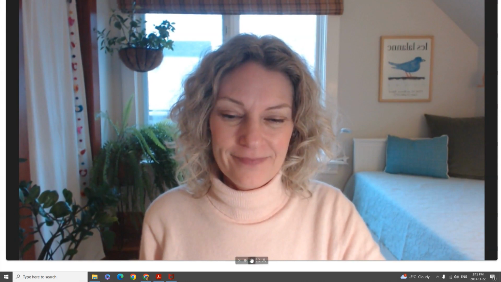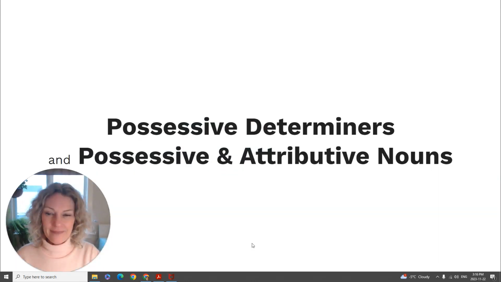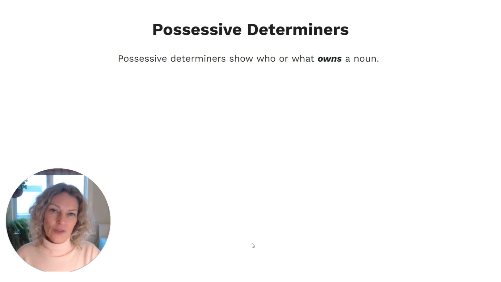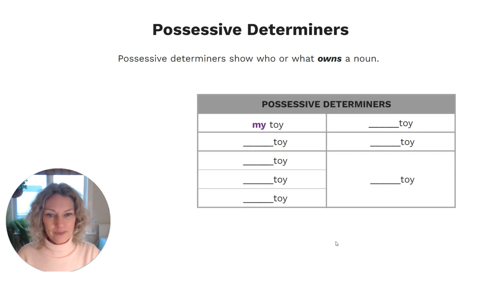This lesson is about possessive determiners and possessive nouns. And these are words that we use to show who or what owns somebody or something. Possessive determiners are one way to show who or what owns a noun.